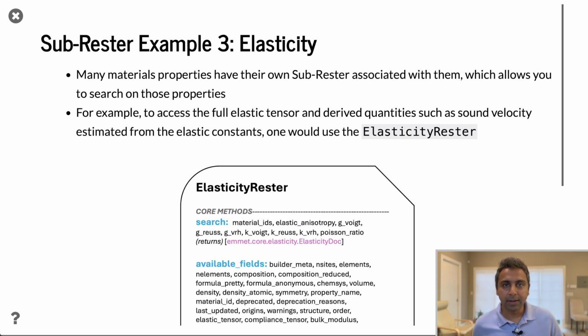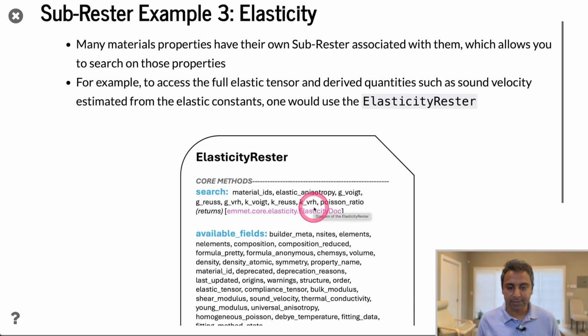Okay, so the third and final subrester that we'll go over is called the ElasticityRester. There are many different subresters associated with particular properties, like the dielectric rester and magnetism rester, etc. So I'll just demo one of them, which is the ElasticityRester.